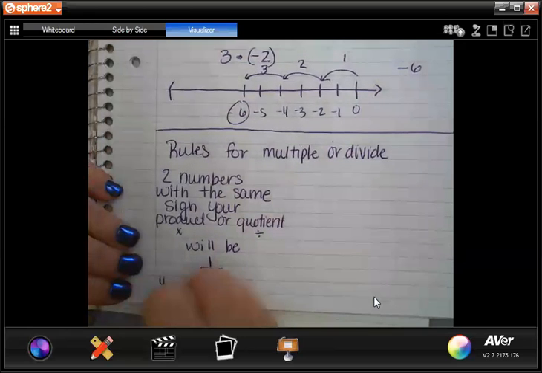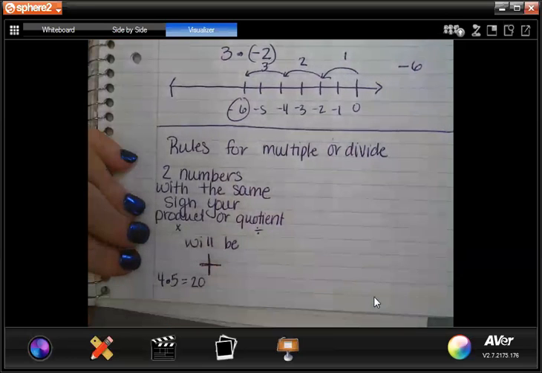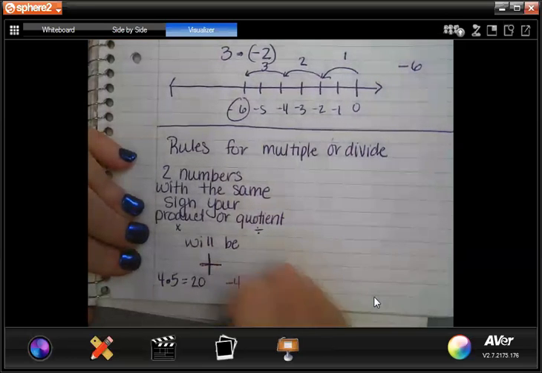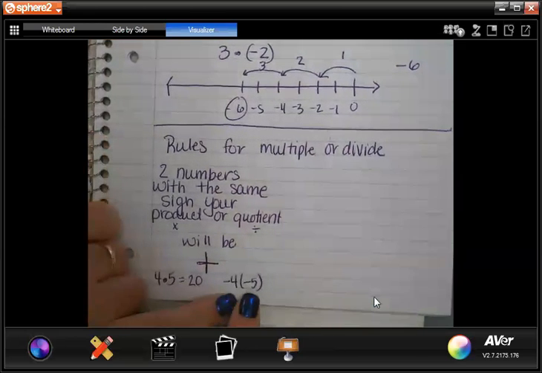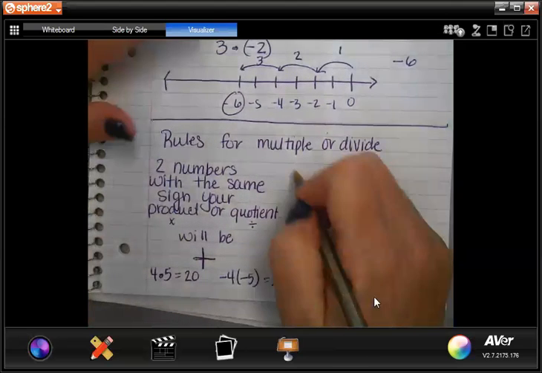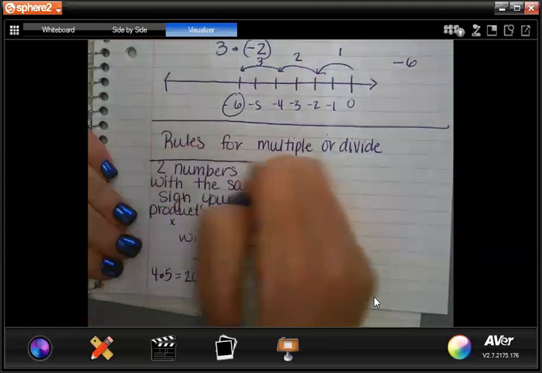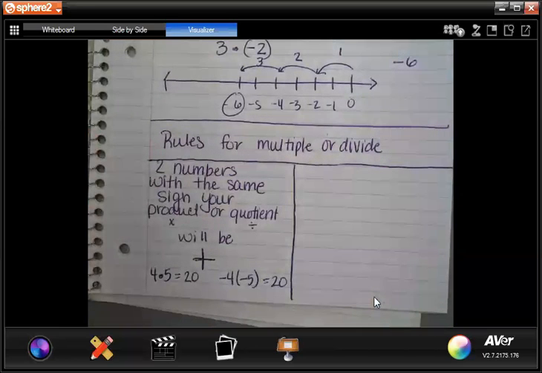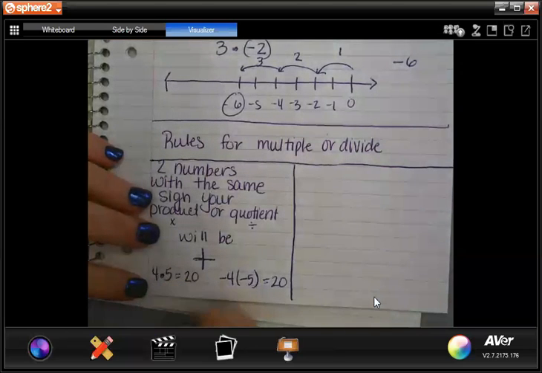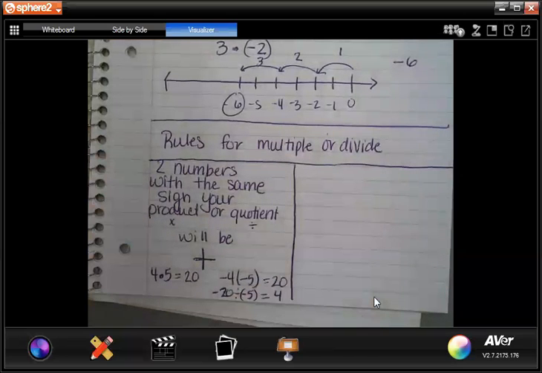So +4 times +5 is a +20. A -4 times a -5, same sign, it will be a +20. So when you multiply 2 numbers with the same sign, your product or quotient will always be positive. Okay, so I could go -20 divided by -5 is a +4.